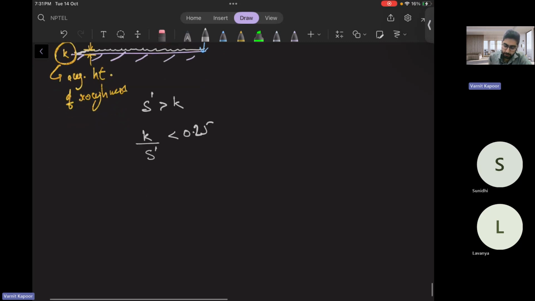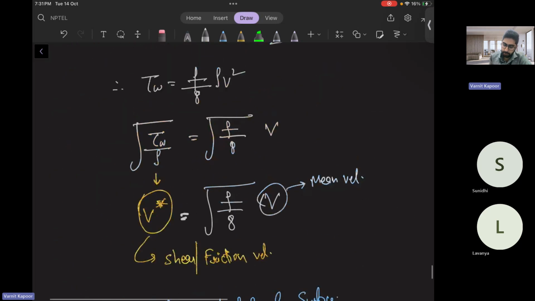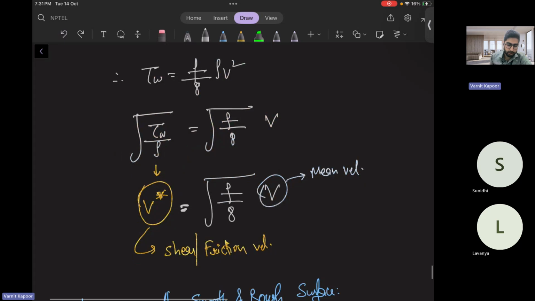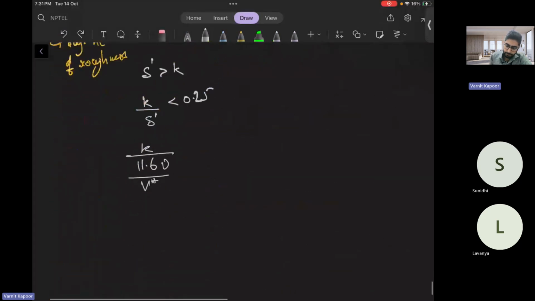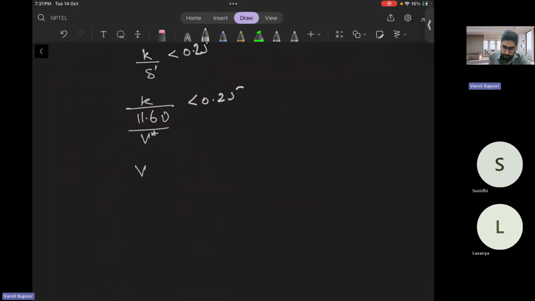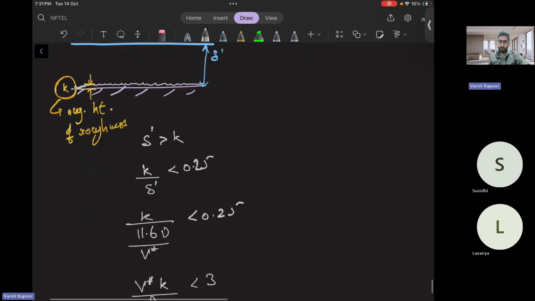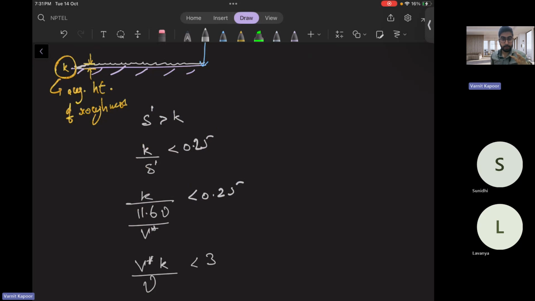We know the expression for delta dash. It was 11.6 nu by the root of tau w by rho. Root of tau w by rho is nothing but your V star, just now we derived this. So V star times K by nu is less than 3 for a smooth surface in case of a turbulent flow.